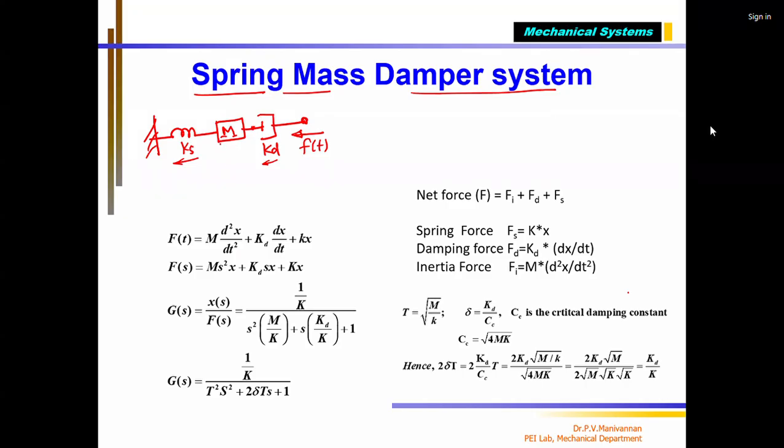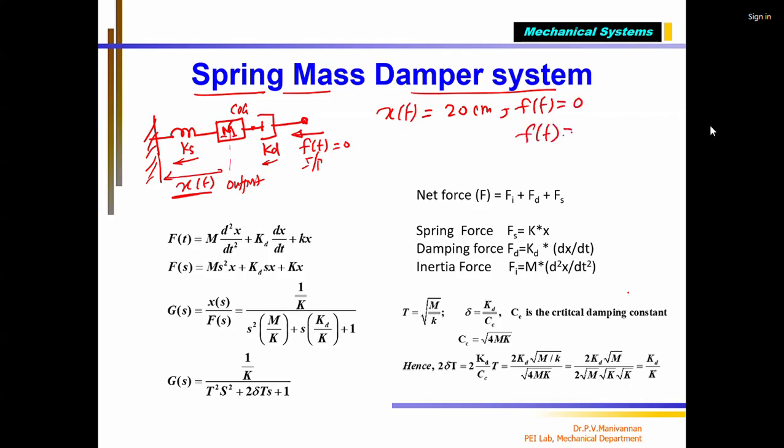Now my interest is, with respect to the ground plane, to find out the current position. This is the COG of the mass element. This distance I say x of t. This x of t is the output of my system when I apply a force, which is the input. When f of t equals 0, x of t equals, for example, 20 centimeter, the current position with respect to the ground reference plane. That is for f of t equal to 0, without input force. Now I apply f of t equal to say 5 Newton force.